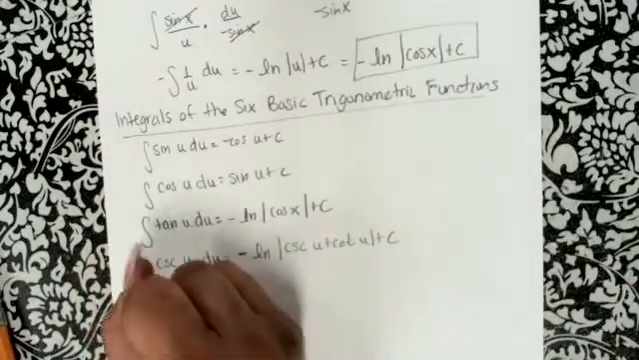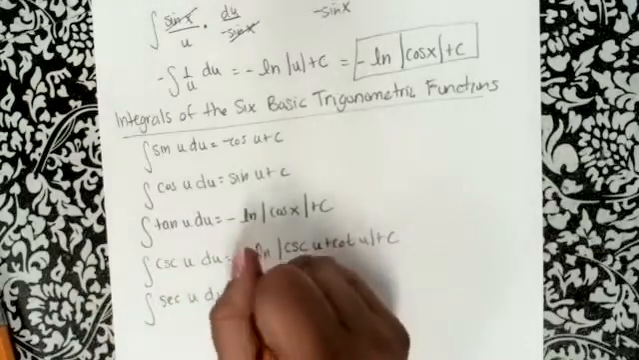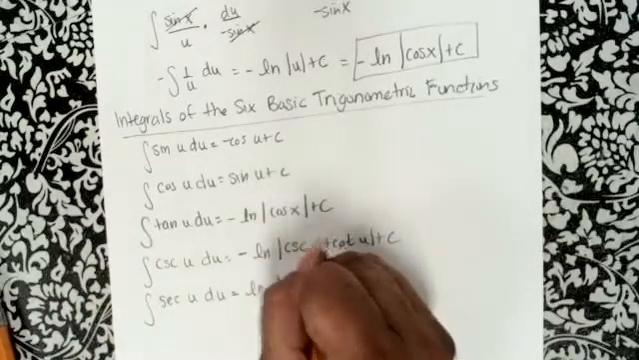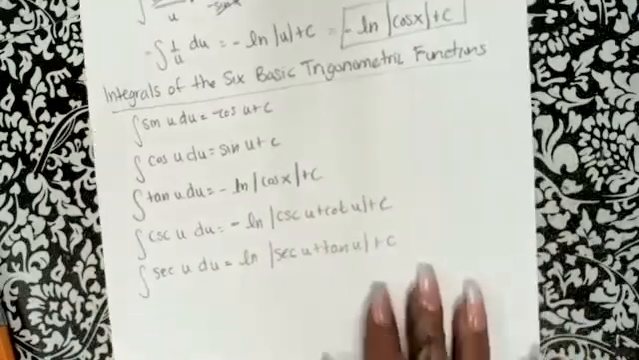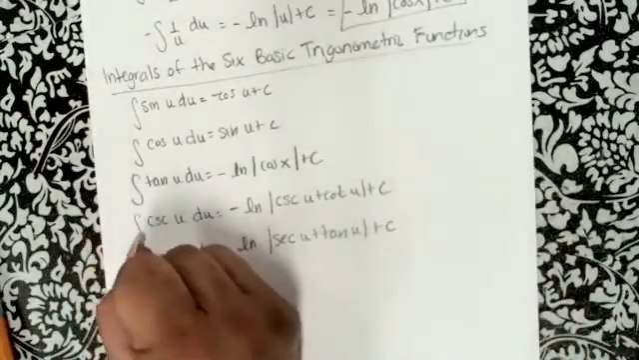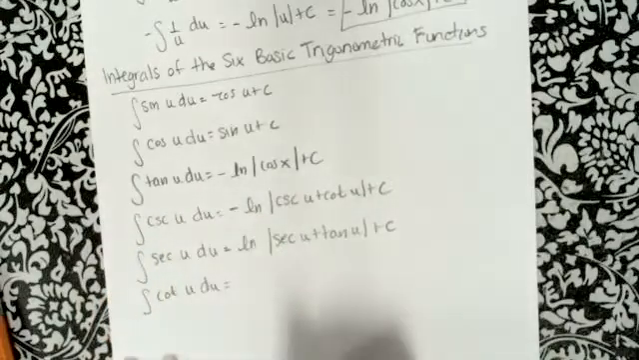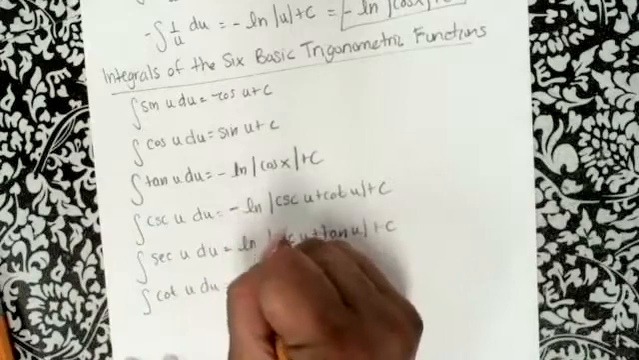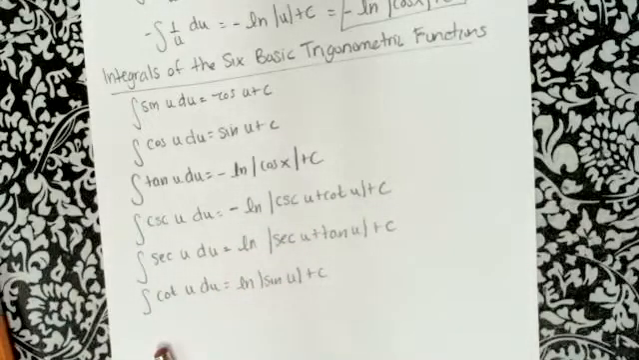The antiderivative of secant u is going to be the natural log of the absolute value of secant u plus tangent u plus c. And then the last one is cotangent. And that is equal to the natural log of sine u plus c. And that concludes our notes.